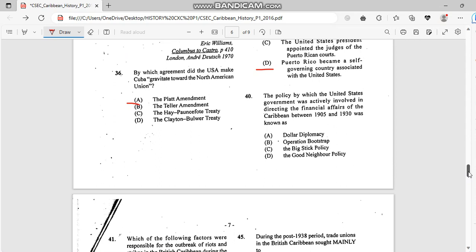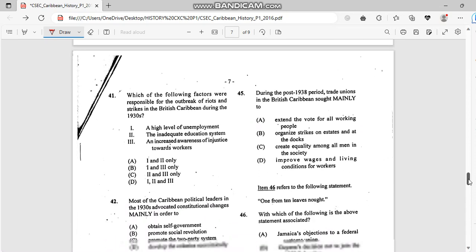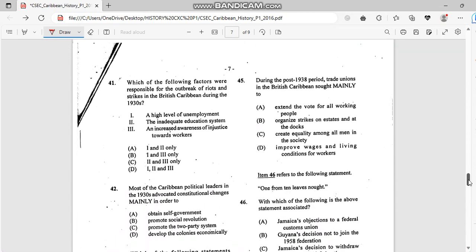Number 40. The policy by which the United States government actively involved in directing financial affairs of the Caribbean between 1905 and 1930. Guys, this is a repeat one. Once you see financial affairs, it has to do with dollar diplomacy. Alright? Number 41. Which of the following factors were responsible for the outbreak of the riots and strikes in the British Caribbean during the 1930s? And it was the high level of unemployment. Yes, that could seem, and the increase of foreign adjusted to our worker. Yes. So the answer is 1 and 3, guys. Alright.